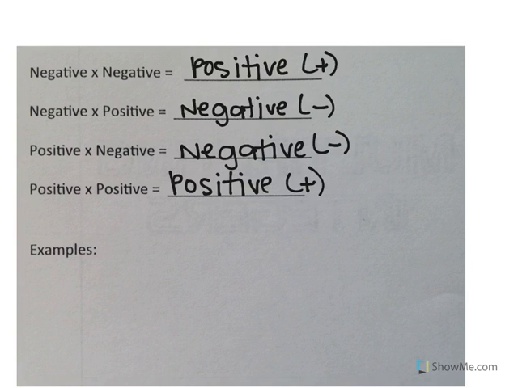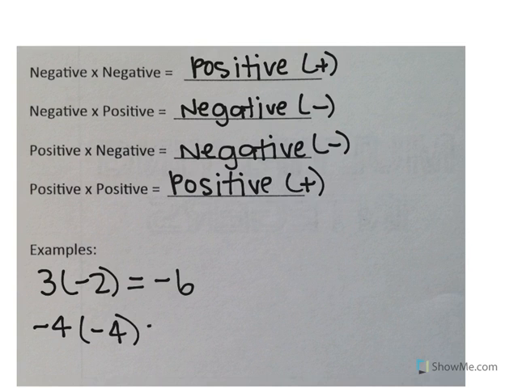Let's look at some examples. Positive 3 times negative 2 is going to equal negative 6 because I am multiplying a positive integer by a negative integer. And so we know just from the rules that our product, our answer, is going to be negative. I could take negative 4 and multiply it by negative 4. And because I am multiplying two negative integers, then my product is going to be positive.